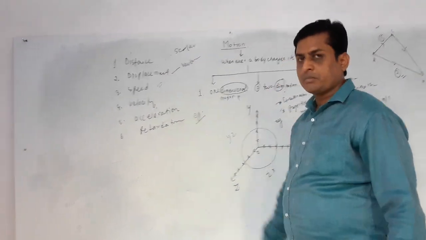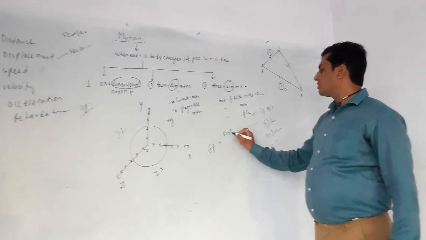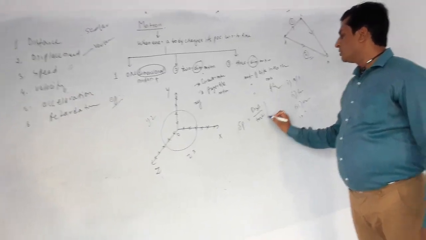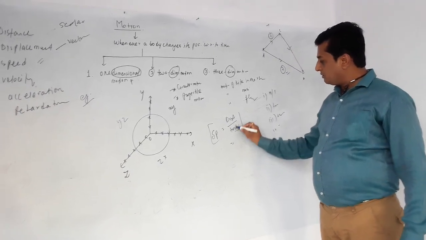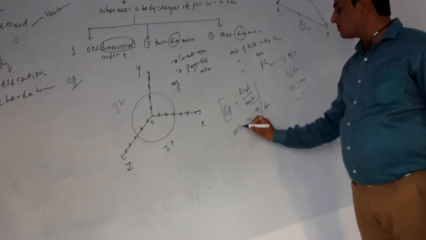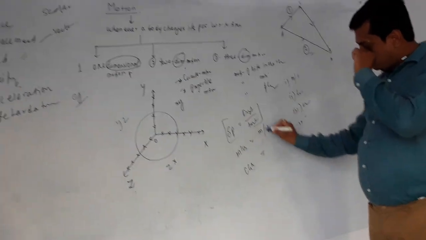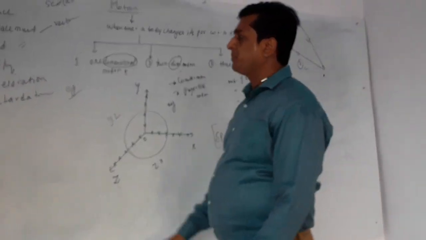Now speed. Speed is distance upon time. Distance per time is defined as speed. So the unit, if you are taking distance in meter, then time in second. This is in the MKS system. In CGS, if you are taking distance in centimeter, then time in second. This is the unit of speed.